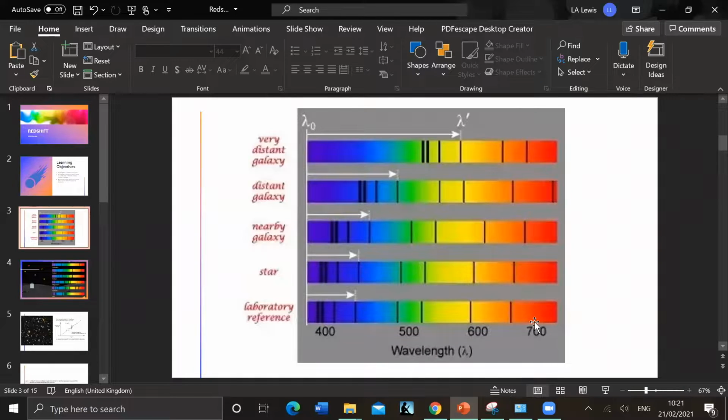So yeah, red light has a longer wavelength. So I'm going to say it again, red light has a longer wavelength than blue light. Okay, so these are moving towards the red end because the wavelength is increasing. So star, galaxy, distant galaxy, the wavelength is increasing.